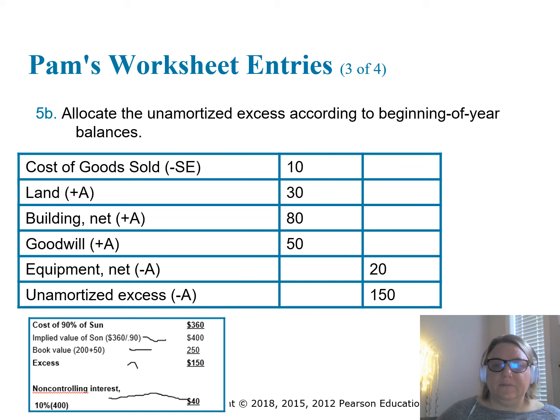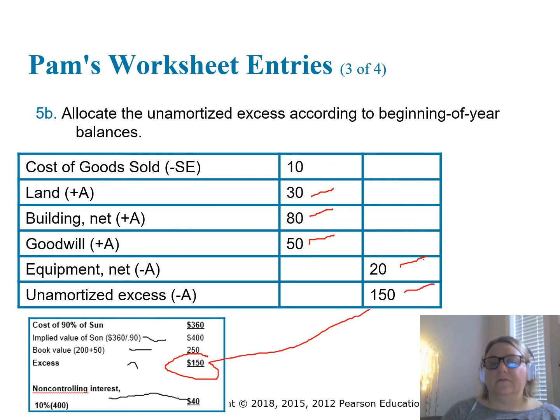Okay, so I don't know if you're able to remember from earlier slides where we had those over and under values. So those will come into play right here. Remember, we had to add more to land, building, record goodwill. Equipment was overvalued, so we have to do that. Then we have this unamortized excess from our earlier calculations right here. And then what we have here is a plug. Nice little plug, cost of goods sold.